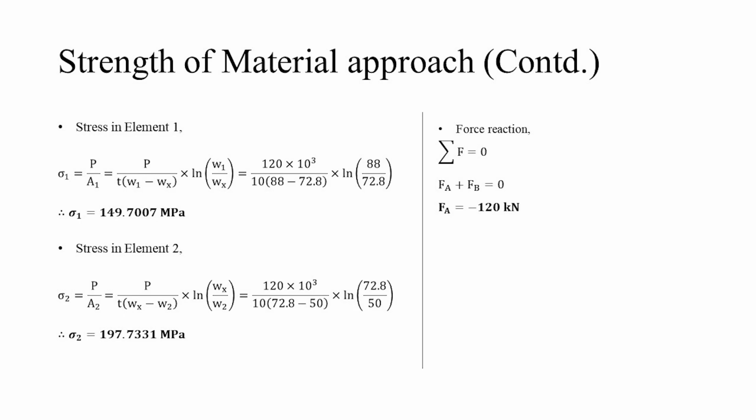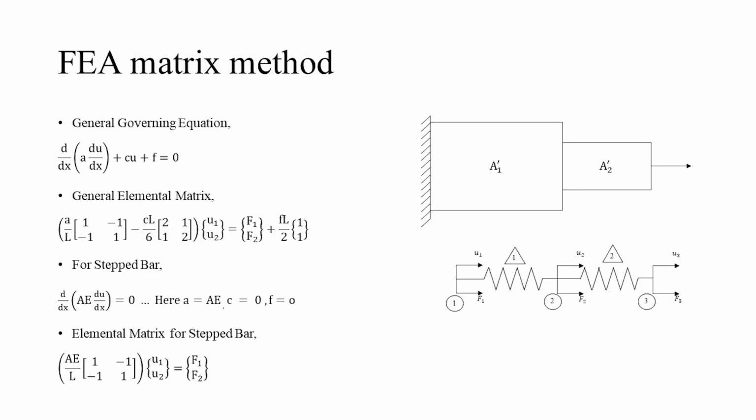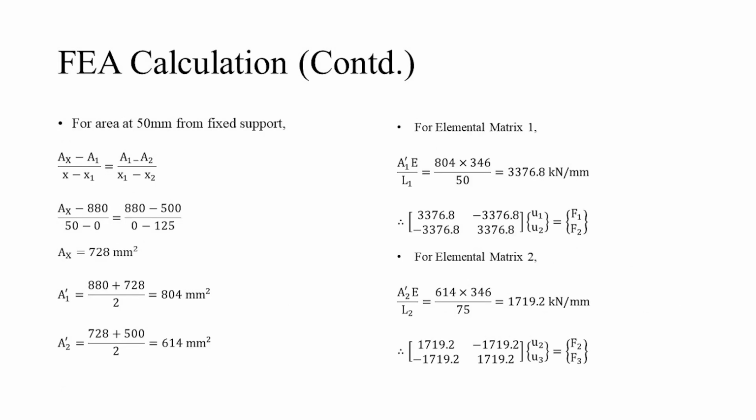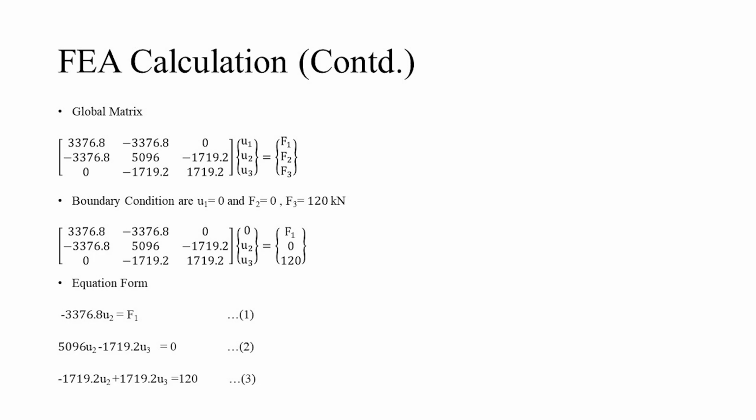The reaction force is found by applying force balance to the bar. In the FEA method, the taper bar is split into two equivalent stepped bars, and the problem is solved using the same method as the stepped bar. The area is calculated as shown, and the elemental matrix is written for both elements. After that, the global matrix is formed by assembling the elemental matrices.